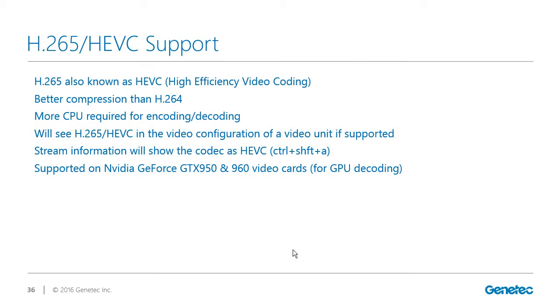In terms of GPU decoding, it is supported right now on the NVIDIA GeForce GTX 950 and 960 video cards. Of course, if you don't have that video card, that doesn't mean that you won't be able to use H.265. It's just going to be the CPU doing the encoding and decoding for you.